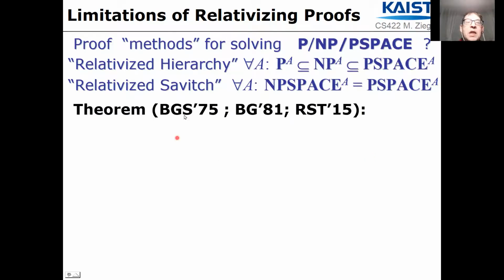And now Baker, Gill and Solovay in 1975. Solovay was already at that time a famous logician and set theorist, and he knew all the techniques called forcing that were used in set theory. And when he started collaborating with Baker and Gill on computer science topics, this collaboration across computer science and logic gave rise to this seminal theorem.